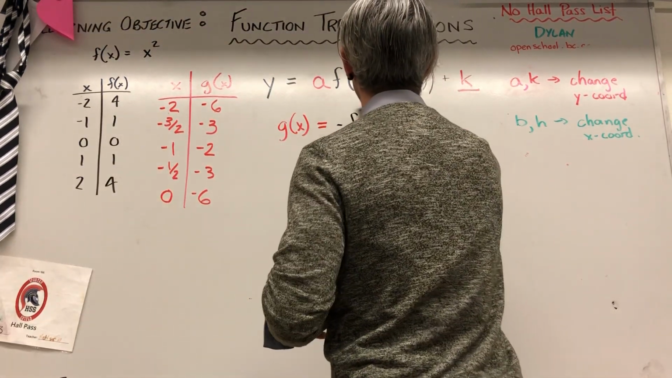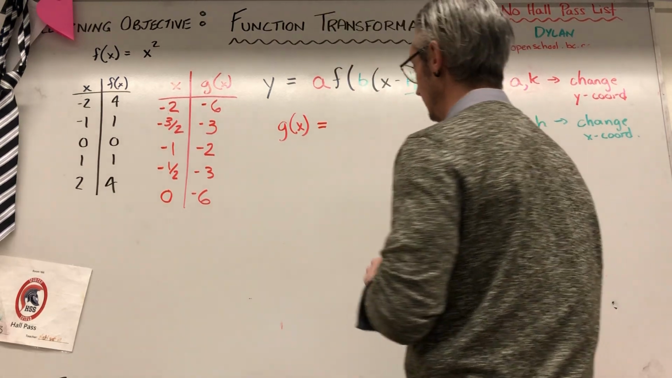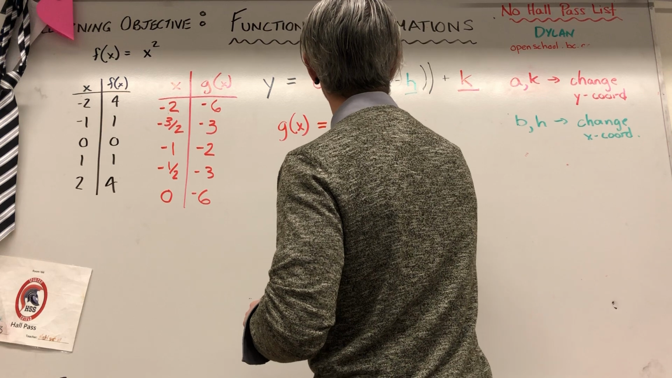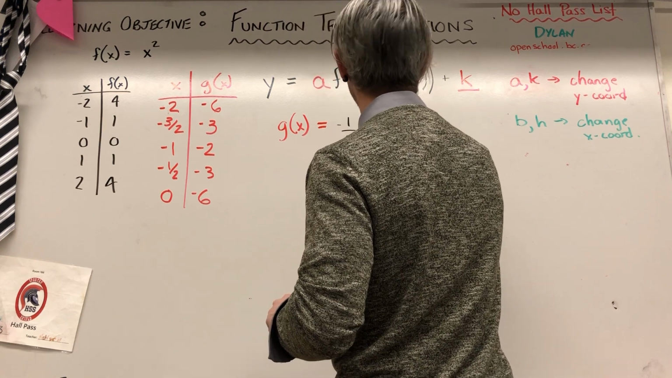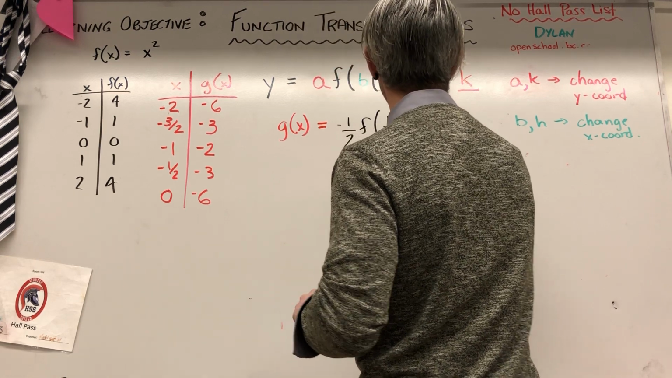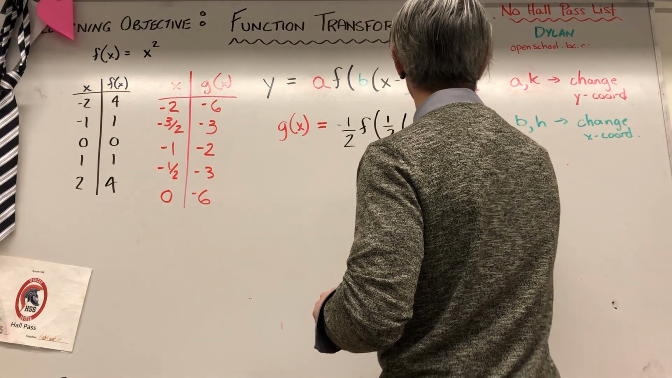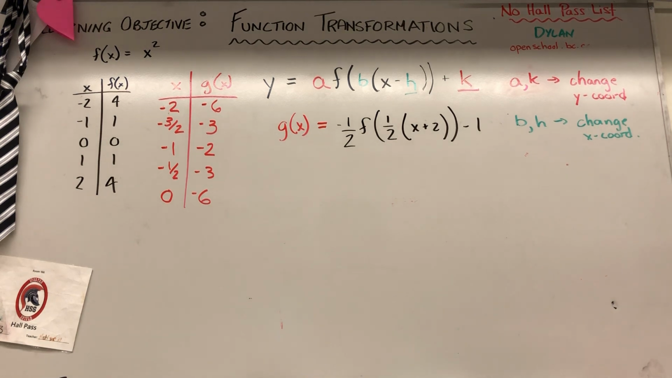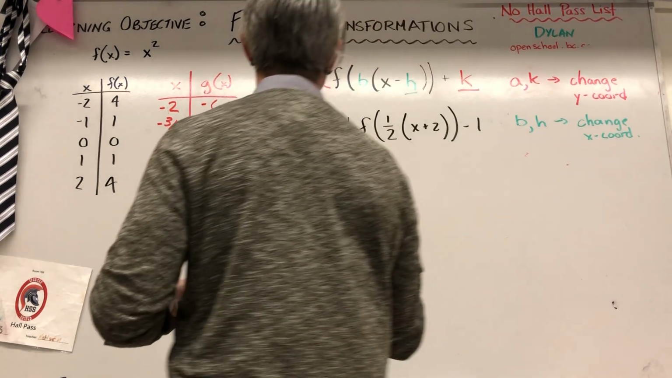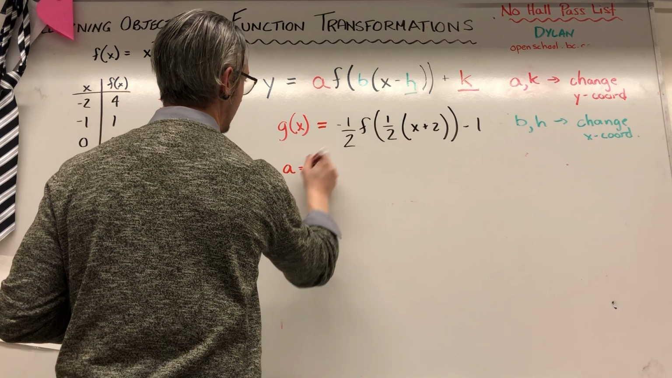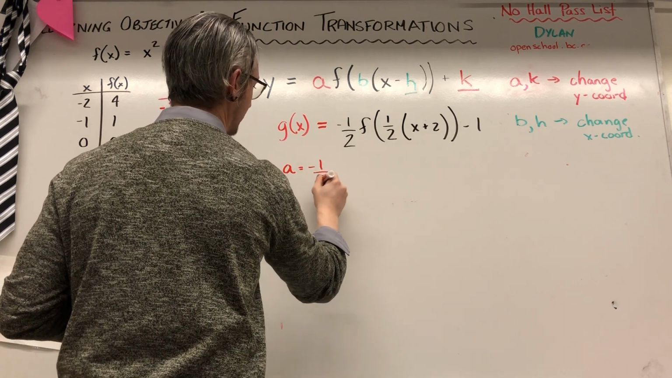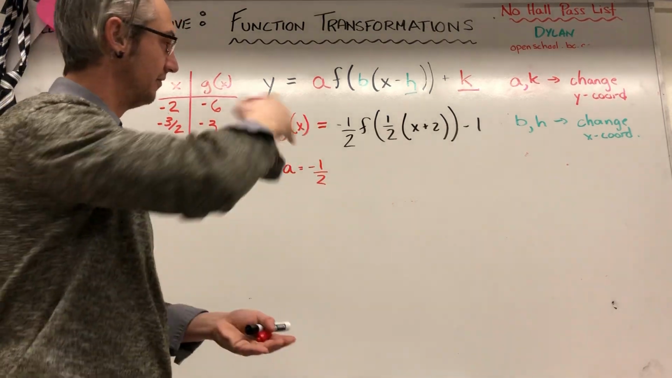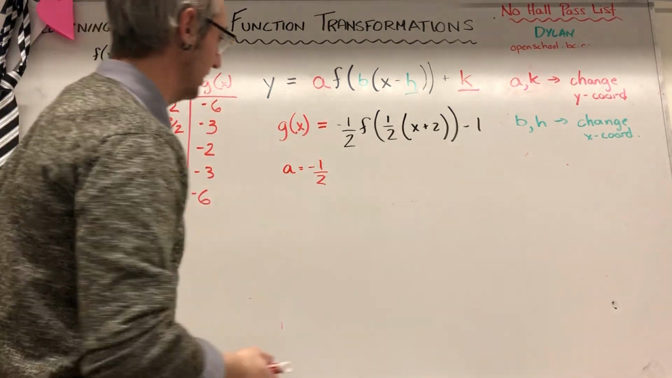And this time I'm going to really throw it all together here. So we'll do -1/2 f of 1/2 x plus 2, minus 1. We've got everything here, okay? So let's write down what we know. We know that A is -1/2. So I'm going to get a reflection and a shrinking vertically. It's going to reflect, it's going to go down, and we're going to shrink it a bit. That's what that's going to do.